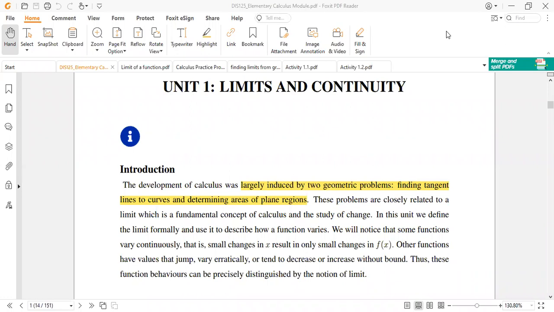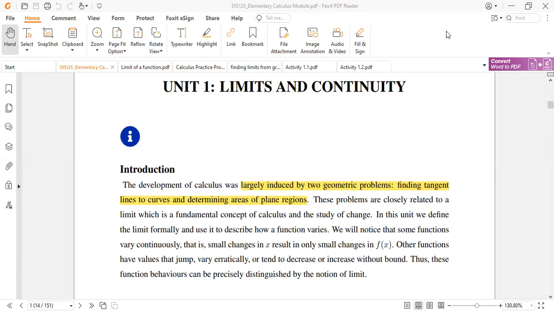In this lesson, we are introducing the concept of limits and continuity. So in this course, Elementary Calculus, we'll be trying to discuss problems that deal with issues of studying change of different functions. So in this course, we have 3 units. The first unit is limits and continuity, and then we have differentiation, and finally integration.